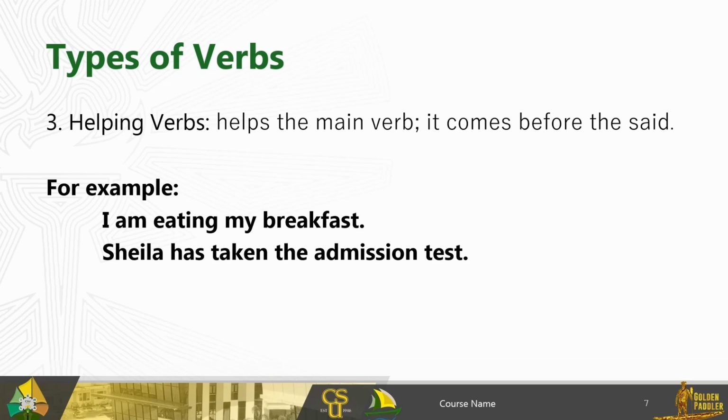Here are example sentences. I am eating my breakfast. The helping verb am helps express present progressive tense. The main verb is eating. The second example is, Sheila has taken the admission test. The helping verb has helps express present perfect tense, and the main verb is taken.